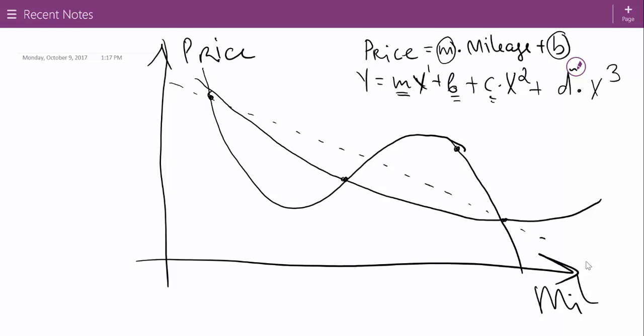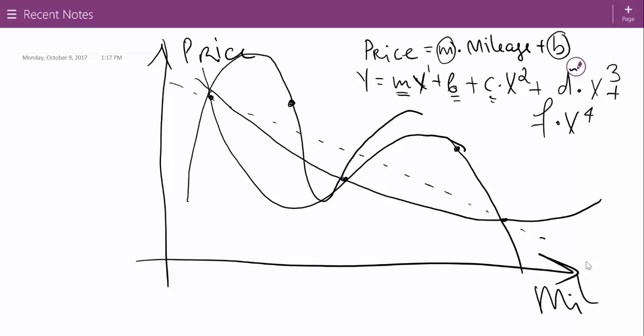So if I have another point, which is right here, say for example, all I have to do to have a perfect fit is add another one, f times x to the power of 4. One extra point, you just add x to the extra power, right? And here's what you're going to get. Something like this. Does it look like a straight line to you?